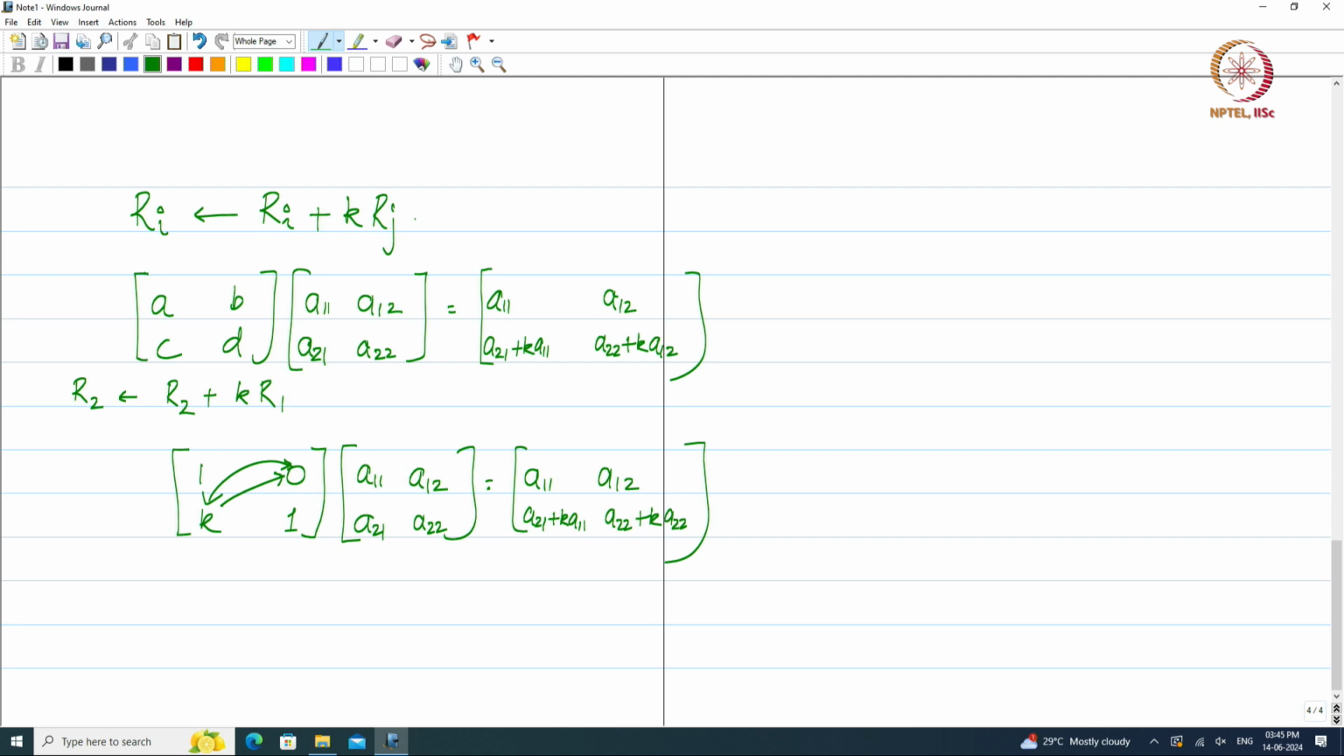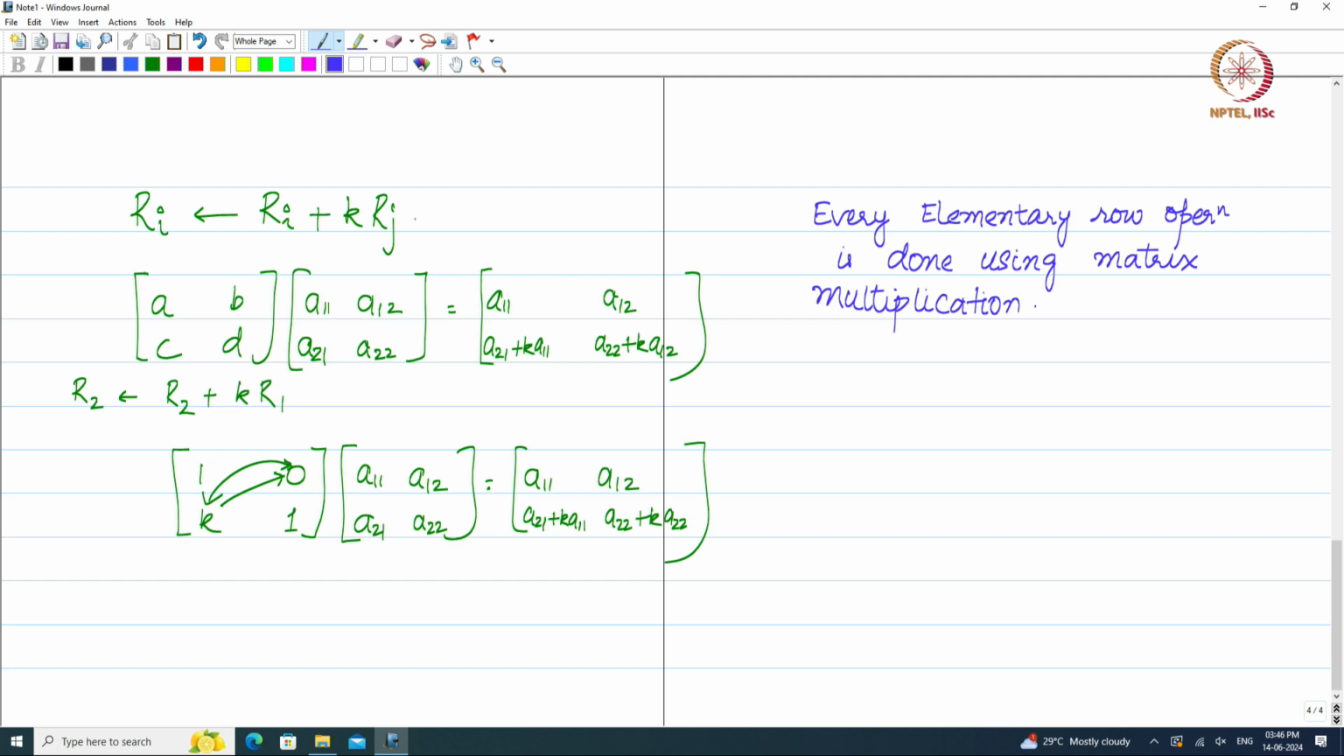So, the question now is, having done all these things, every elementary row operation. So, the moral of the story is every elementary row operation that we do is basically carried out, is basically done using matrix multiplication, right?